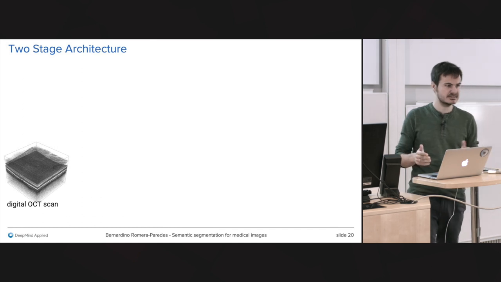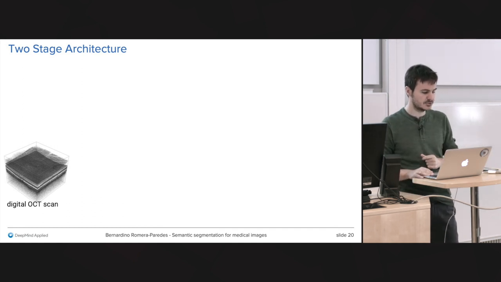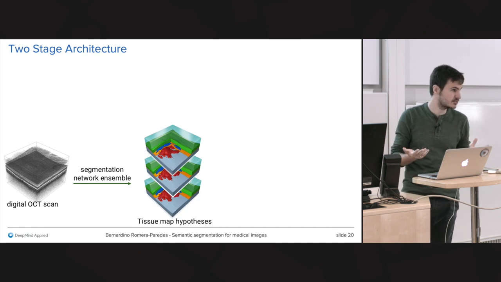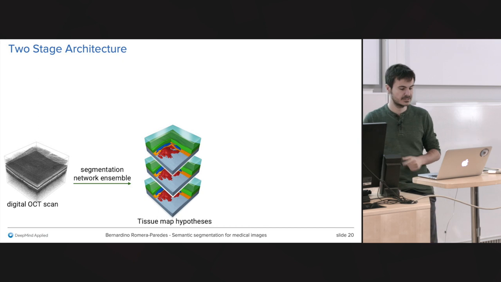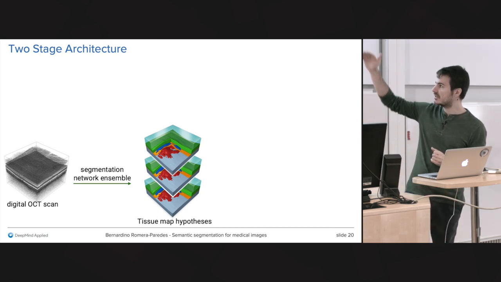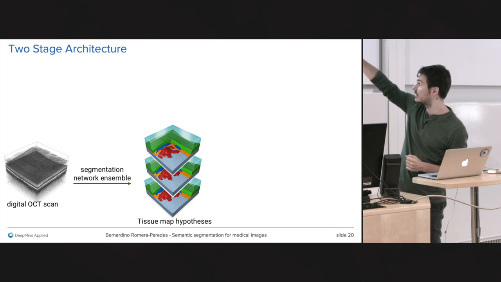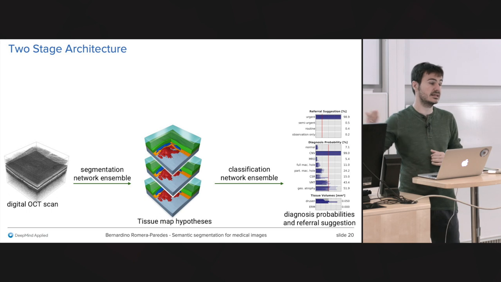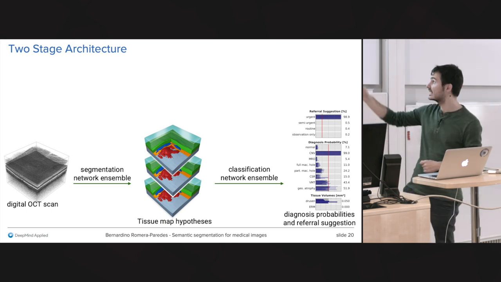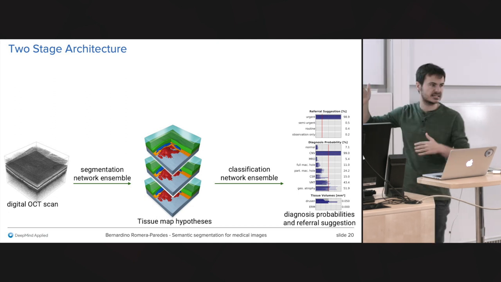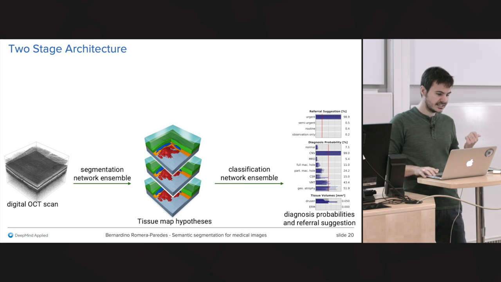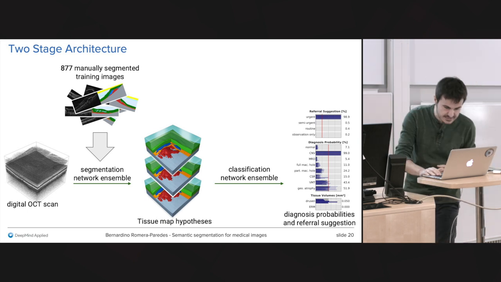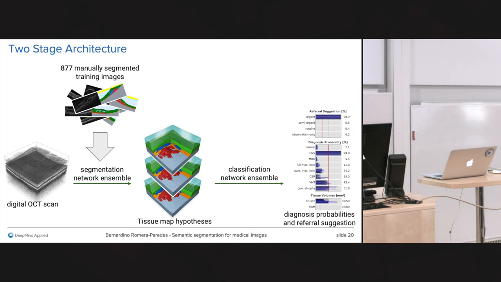Our pipeline, the approach that we use here, is a two-stage approach. We have the OCT as an input, and in the first stage we have a segmentation network, as we had before for the radiotherapy project. In this case, actually we have an ensemble of segmentation models, so we have several outputs given the input. Then in the second stage, we have a classification network, actually a classification ensemble. Again, you have several classifiers that get segmentations as an input, and then you get the classification as an output. For training the first stage, we have almost 900 labeled slices. I'm not talking about whole scans, I'm just talking about slices.